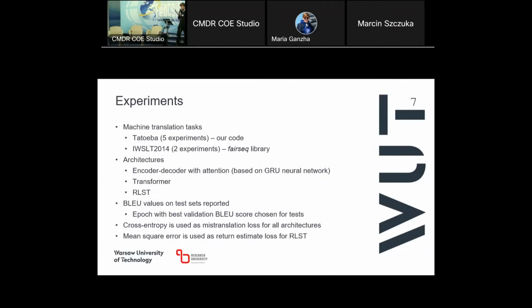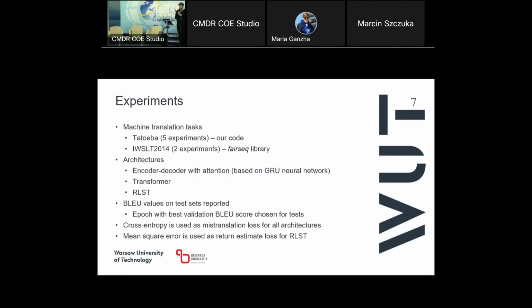Okay, so for the experiments, we did experiments on machine translation. We used Tatoeba, which is the community-created dataset of sentences in many languages. We did experiments on that, for which we used our own code. And we also conducted experiments on the IWSLT 2014 machine translation benchmark. For this, we use the Fairseq library.